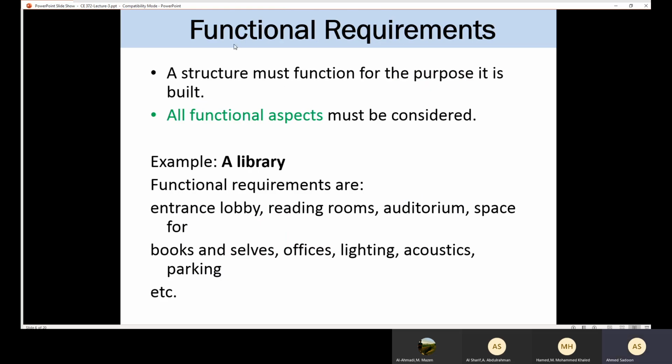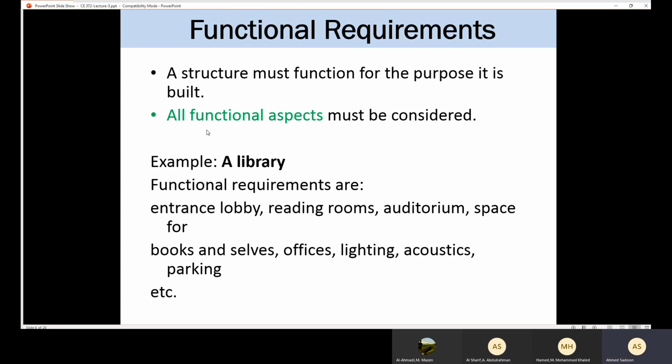Also, we have the functional requirement. Every structure should have a purpose, right? Every structure should have a purpose. So we need to have the purpose of the structure, and we should meet all the functional aspects. We should satisfy all the functional aspects of your project.